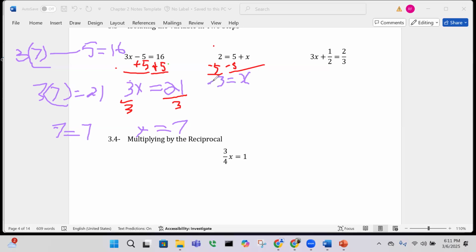I like to lead with my variable on the left, so I'm going to rewrite this as x is equal to minus 3. That can be done. That's the rule of equality again. If A equals B, then B equals A. It can go either way. If that's true, then that's true.